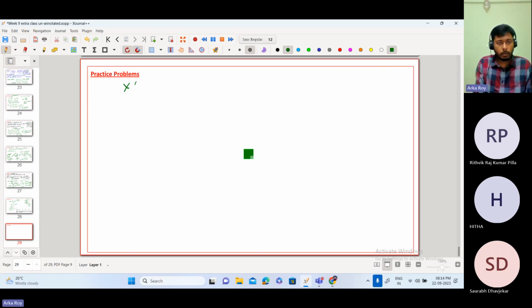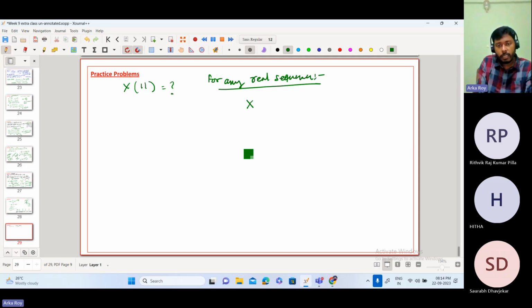X of 11, I need to find. For any real sequence, the DFT star of k is equal to x of N minus k. Or contrarily, you can say that x of k is the star of this thing.